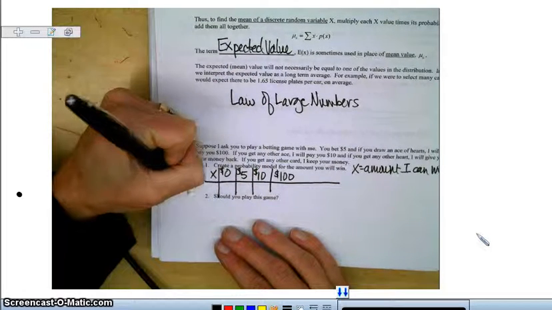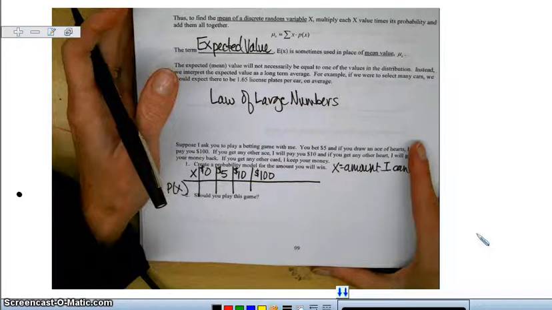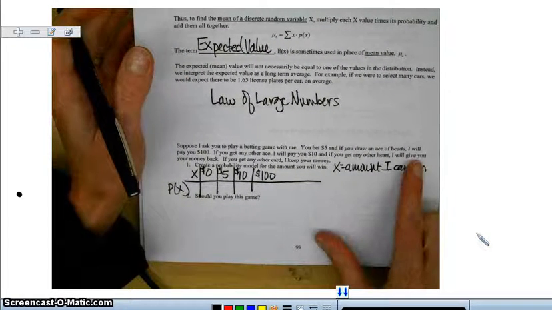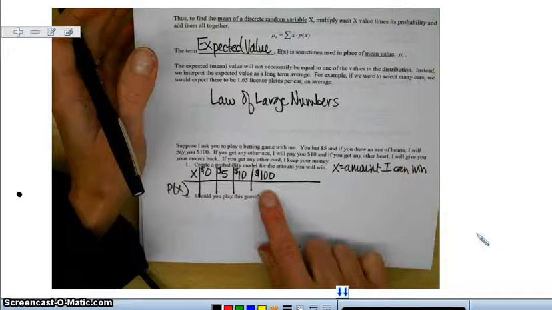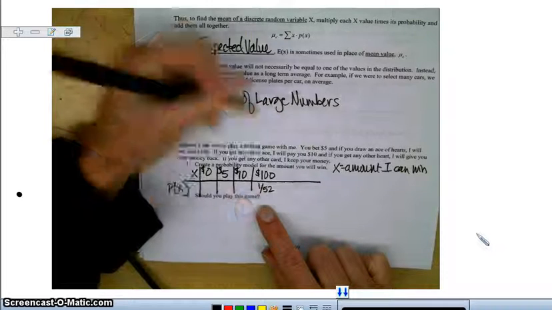So now I need to find the probability of each of those. So now this is going to deal with the number of cards in the deck. So let's talk about the $100. If I get an ace of hearts, I'm going to get $100. So that would be 1 out of 52 cards are an ace of hearts.